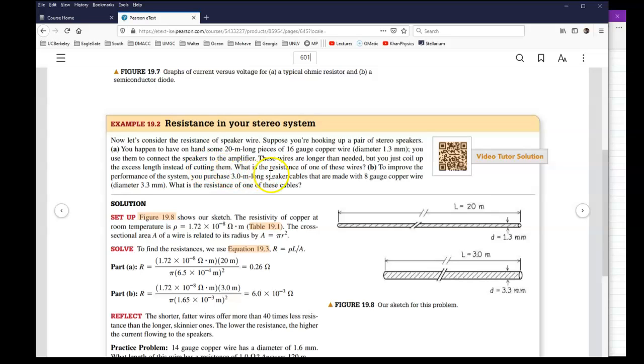What is the resistance of one of these wires? To improve the performance of the system, you purchase 3-meter long speaker cables that are made of 8-gauge copper wire, 3.3 millimeter. What's the resistance of these wires? All right, basically he wants to know what is the resistance for a 20-meter long copper wire and a 3-meter long copper wire. That's basically what he wants.